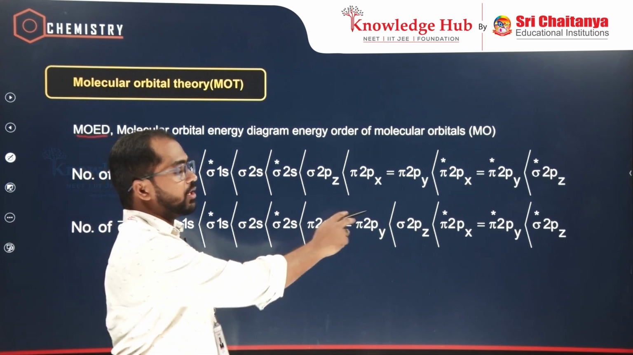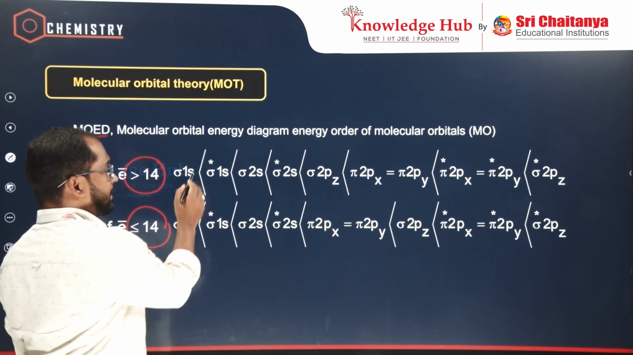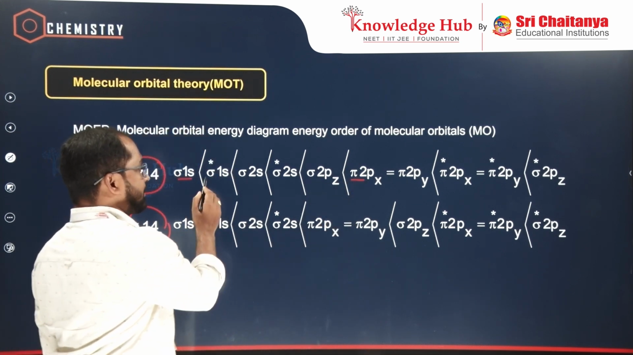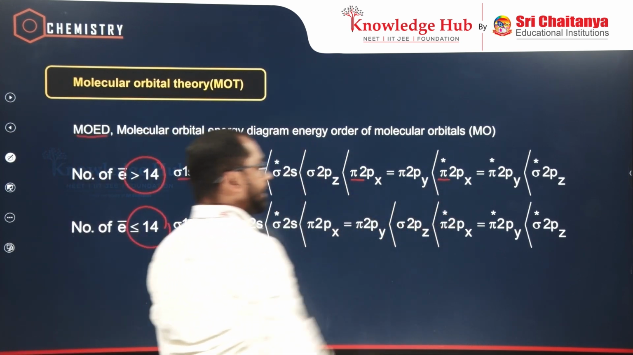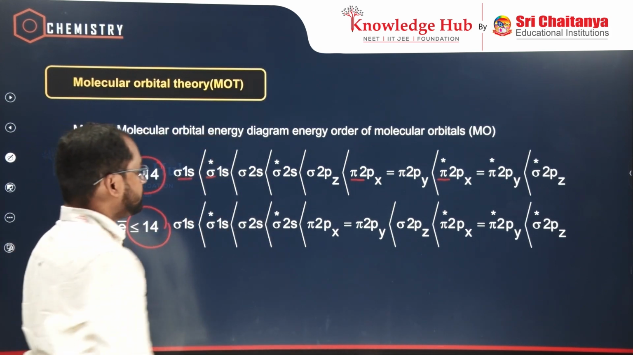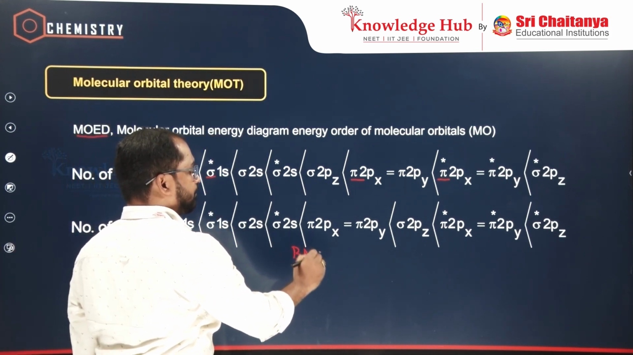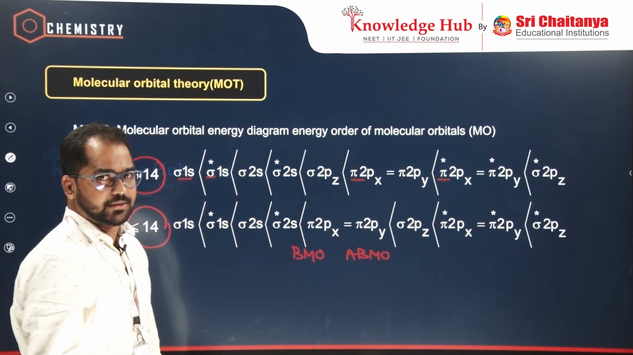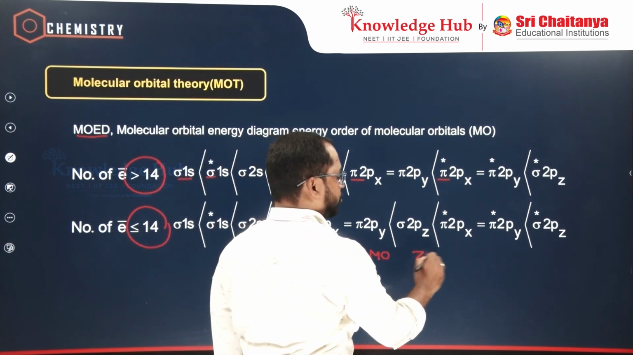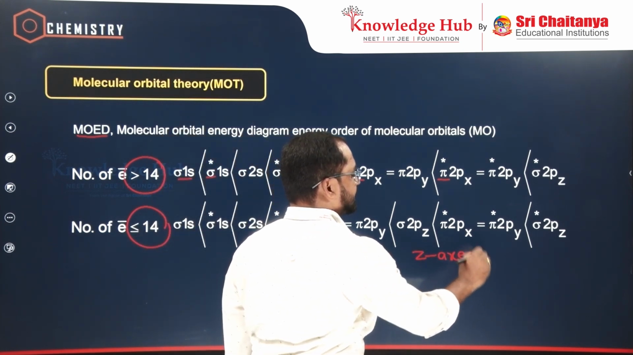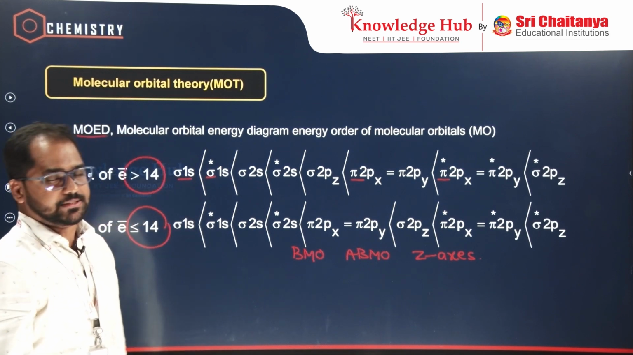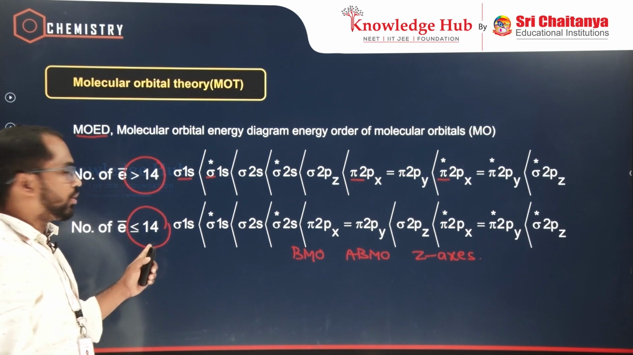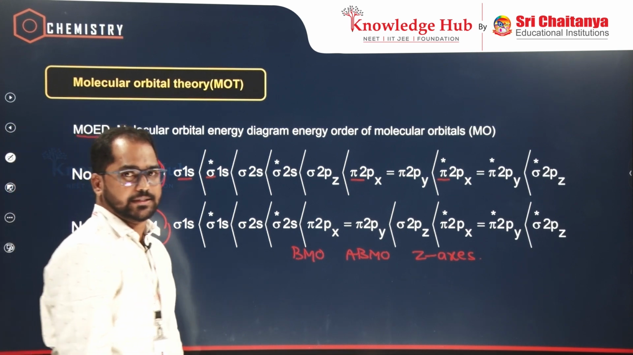And if you see the molecular orbitals which are given, here we have sigma as well as pi molecular orbitals along with sigma star and pi star anti-bonding molecular orbitals. Here, bonding molecular orbitals and anti-bonding molecular orbitals, we can get the energy orders based on the z-axis orientation. Here, along the z-axis, the energy orders are given for number of electrons less than or equal to 14, along with number of electrons greater than 14.